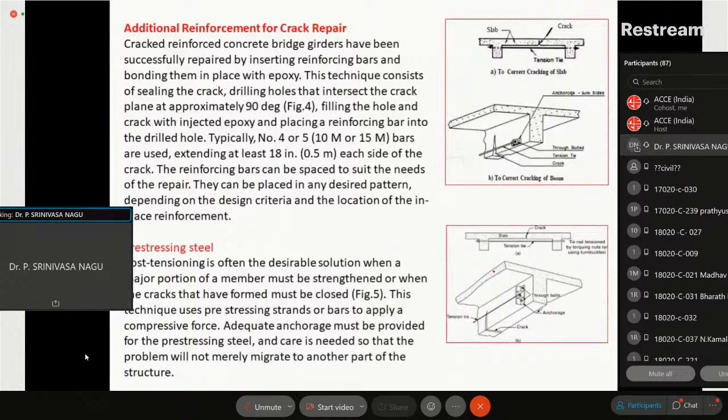Now the specializations have gone to such an extent. Left ear specialist, right ear specialist. There are jokes like that. Similarly, like that. Anyway.